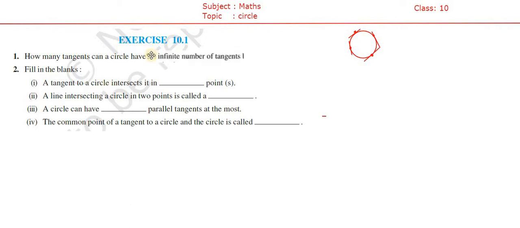Okay, so write the solution like this. How many tangents can a circle have? The answer is an infinite number of tangents. You can draw an infinite number of tangents to a given circle.